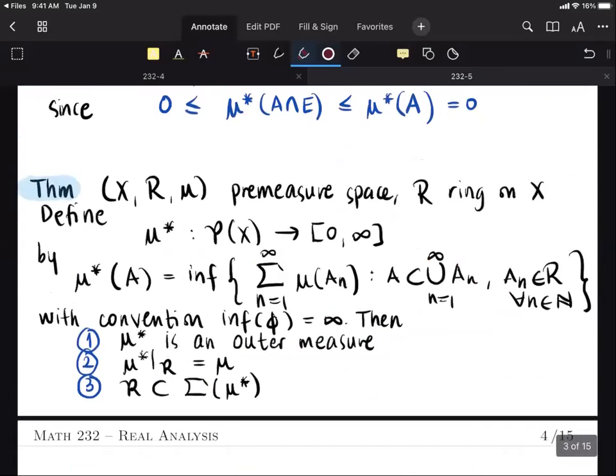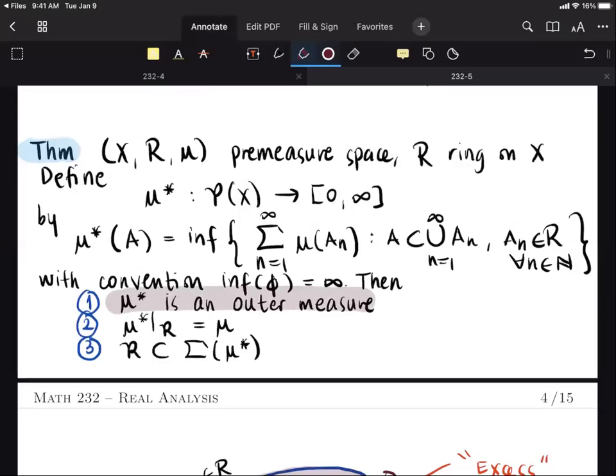So going back again to the statement of the theorem. If you have a premeasure space (X, R, μ), you can define the outer measure in this way. Take a covering of your set A, but the sets should be in the ring, A_n. You take the sum of that, and then take the infimum over all such possible sums. And here, this is an outer measure. It extends the premeasure, and all elements in the ring will be automatically measurable with respect to this outer measure μ star.